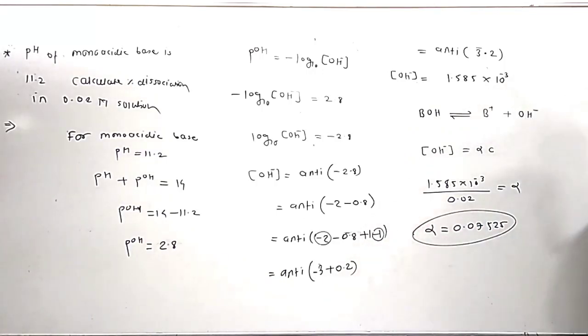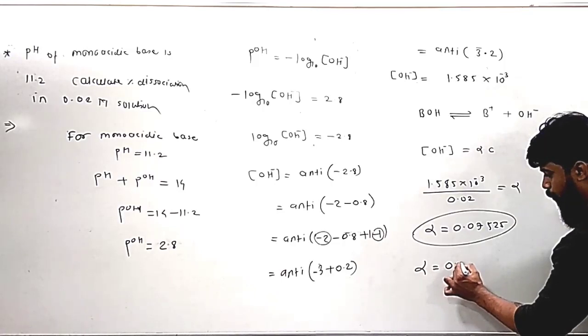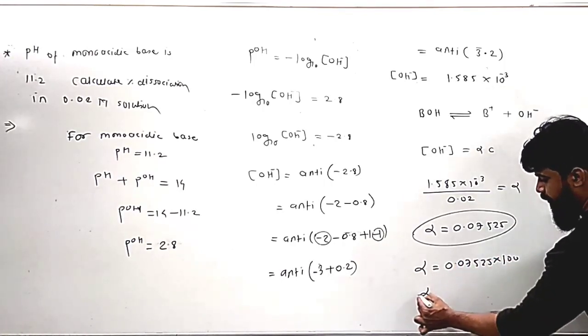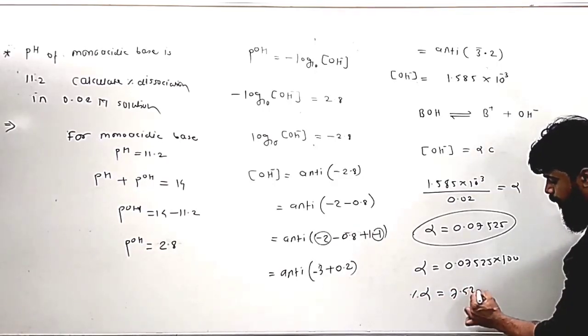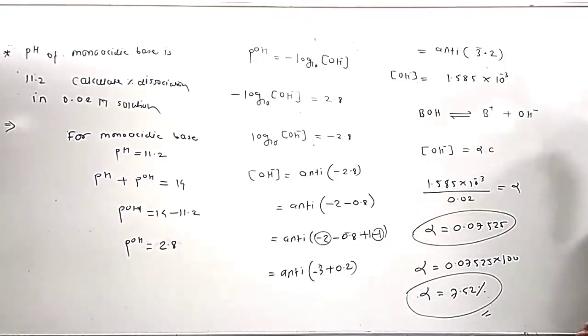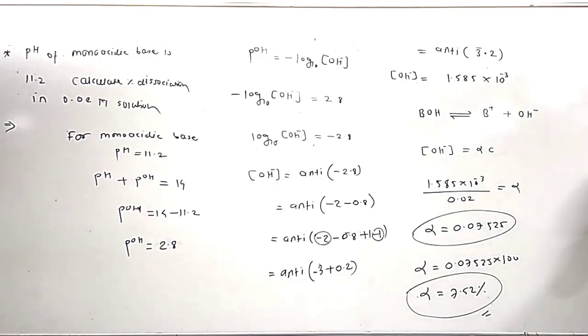We want to find alpha in terms of percentage. So alpha is equal to 0.07525 into 100. So percentage alpha is equal to 7.52%. This is the way to find the degree of dissociation if you know the value of pH.